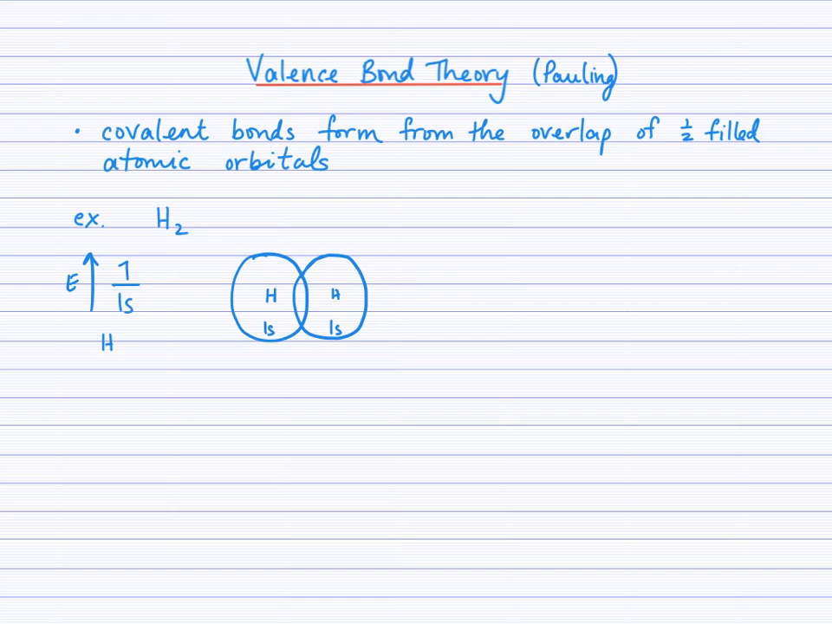And so now I can indicate the electrons, so I'll do one spin up and one spin down, and this is the theory that these half-filled atomic orbitals will overlap to form a shared pair of electrons. And so there's a valence bond theory diagram for the hydrogen molecule to represent the single bond between the two hydrogen atoms.